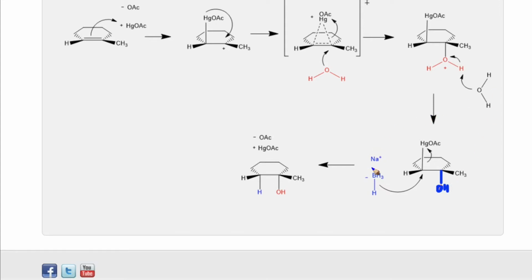Finally, to neutralize the carbon-mercury intermediate, a strong reducing agent, sodium borohydride, will donate a hydride anion, attacking the carbon-mercury center and displacing the mercury to form the final alcohol product.